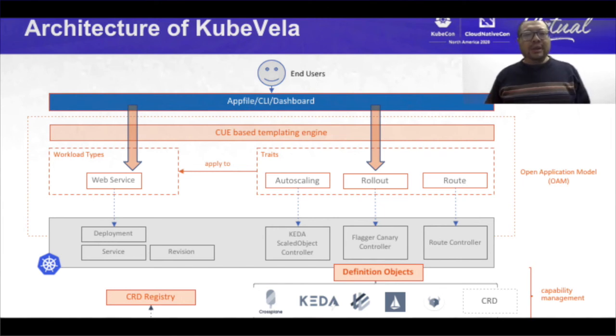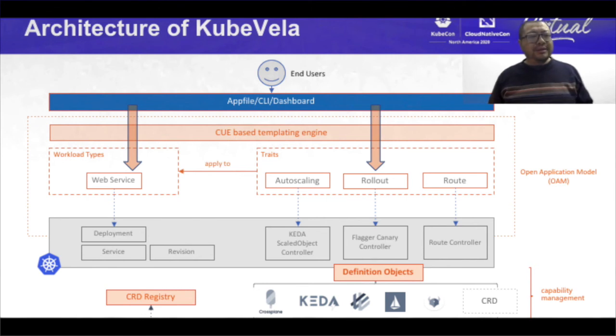It's very important. And also, I would like to point out that there's a CRD registry, something we want to have. Actually, we call that the capability registry. So we can keep track of or manage the capabilities that we have inside of Kubevilla. So this is basically what the architecture of Kubevilla looks like.